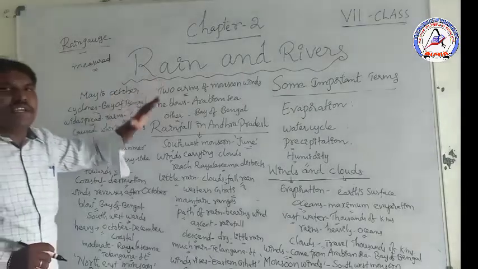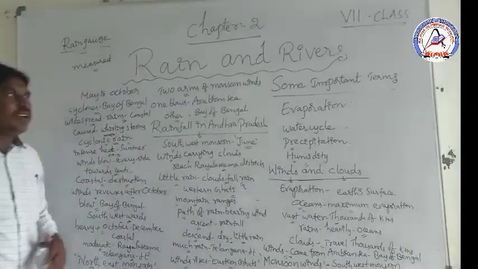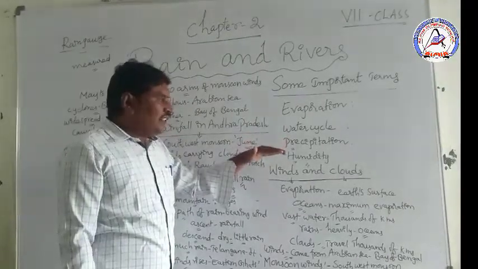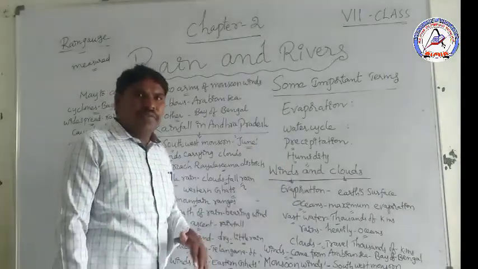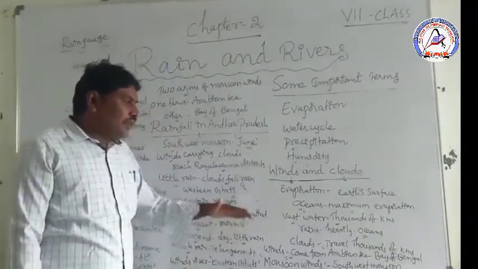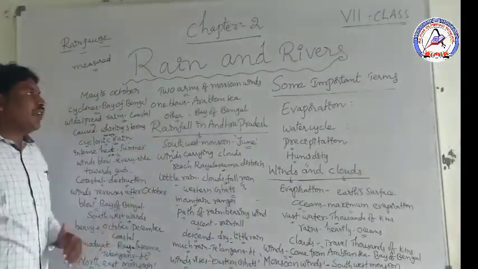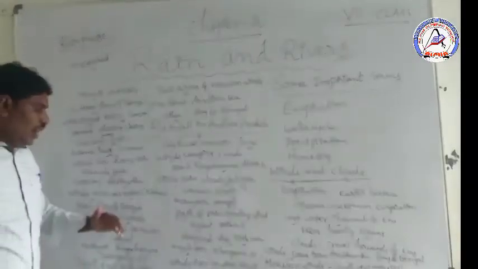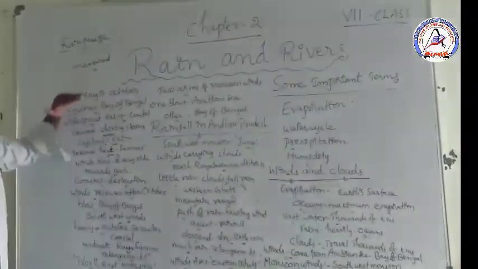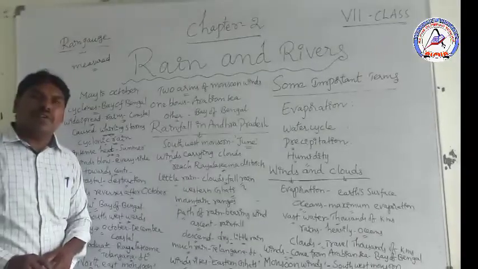So today we discussed chapter 2 in our 7th class, rain and rivers. We discussed evaporation, water cycle, precipitation and humidity, and we discussed winds and clouds, and first southwest monsoon. Next we discussed rainfall in Andhra Pradesh, and northeast monsoon, and finally we discussed rain gauge. The remaining part we can go to later.